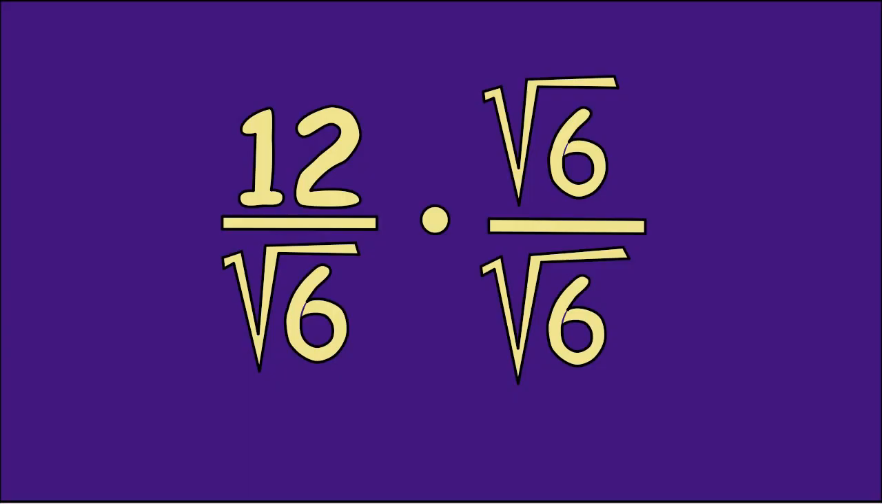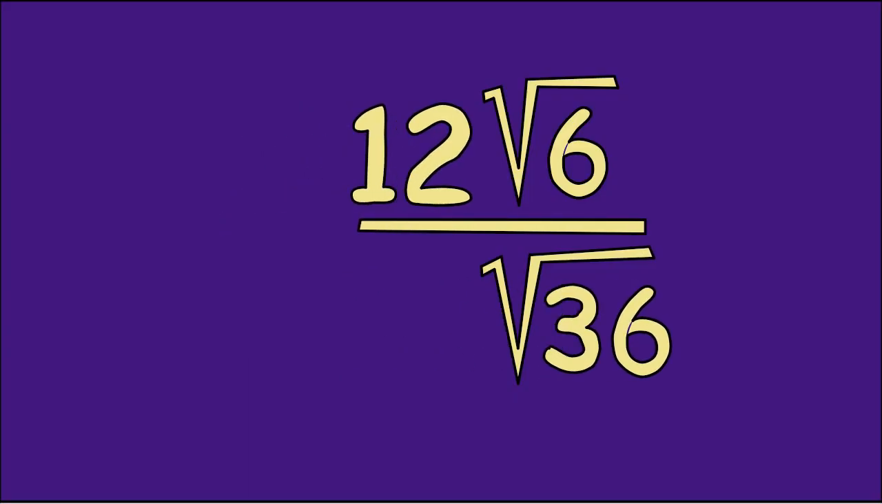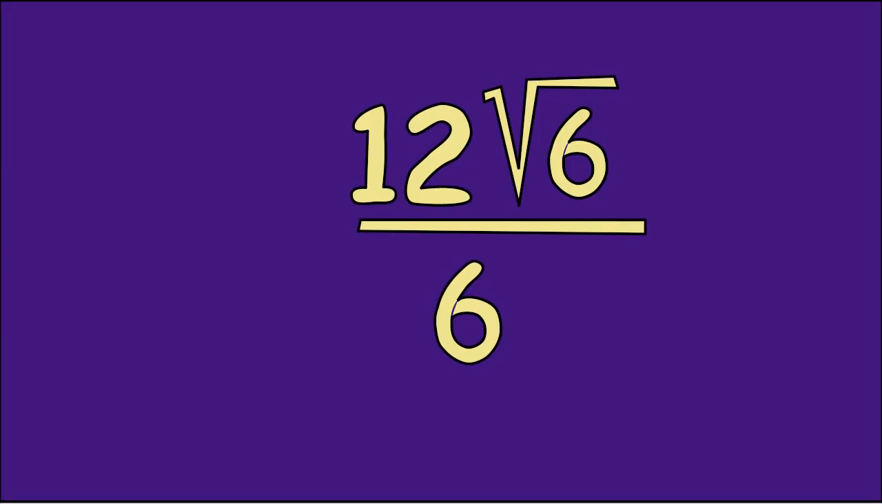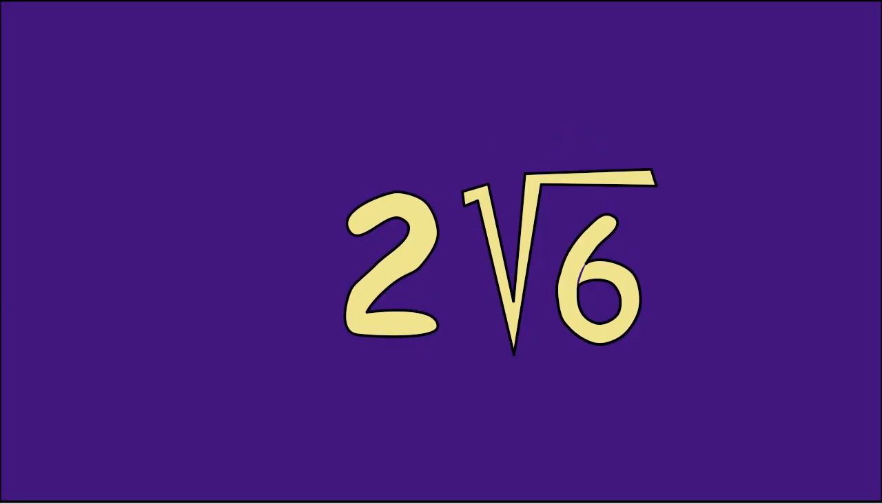When we multiply straight across, we get 12 square root of 6 over the square root of 36. We know that 36 is a perfect square, which means that the square root of 36 is 6. Now, if we divide 12 by 6, we get our final answer of 2 square root of 6.